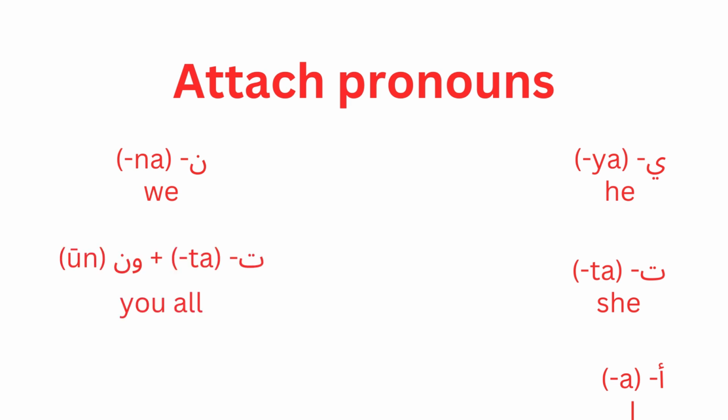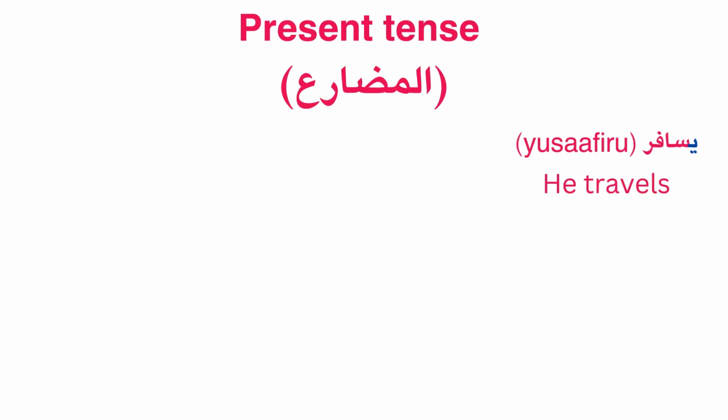Ta plus waw noon, which means "oon" sound, is used for you all. Ta for you and waw noon in the end represent the plural. In the same way, ya represents they, and waw noon, the "oon" sound in the end, represents all, plural. Let's get started with present tense.